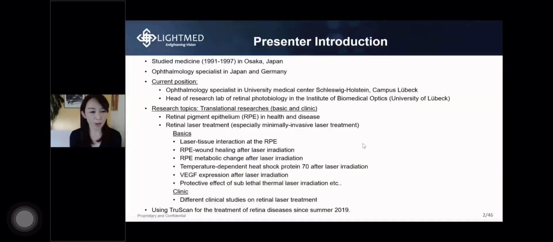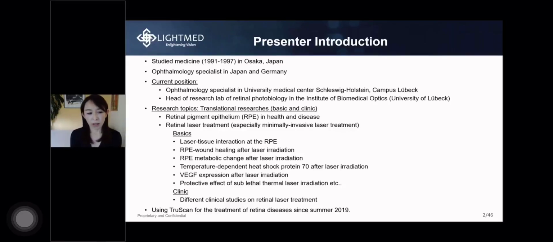So let me introduce myself a little bit. I'm from Japan and studied medicine in Japan. I started as an ophthalmologist in Japan and came to Germany about 15 years ago. I got my license in Germany too, and I'm working now as an ophthalmologist at the University Hospital in Lübeck. At the same time, I'm leading a research laboratory in the University Institute of Biomedical Optics as a reader of the retinal photobiology group.